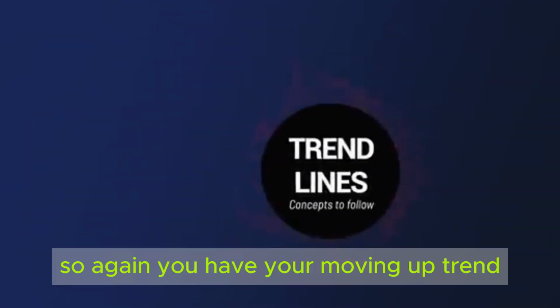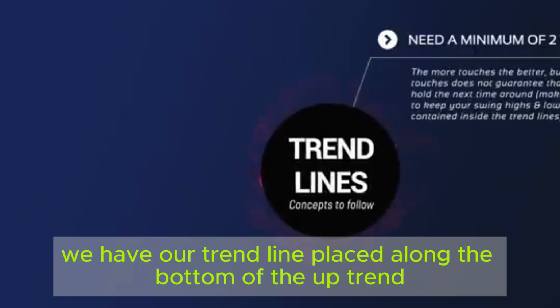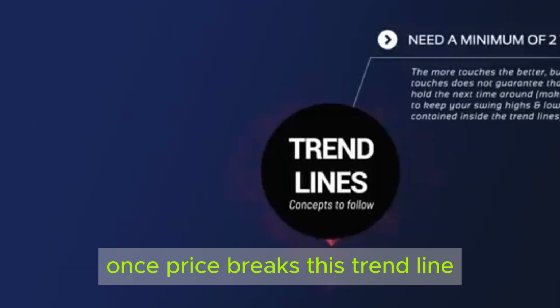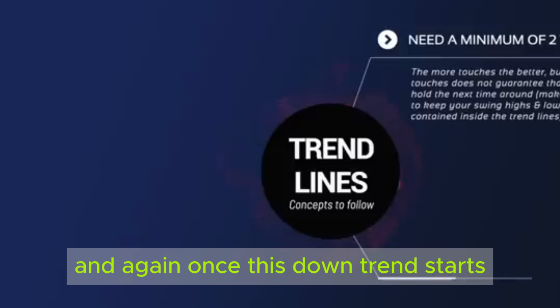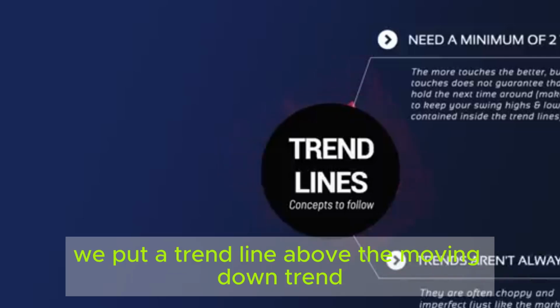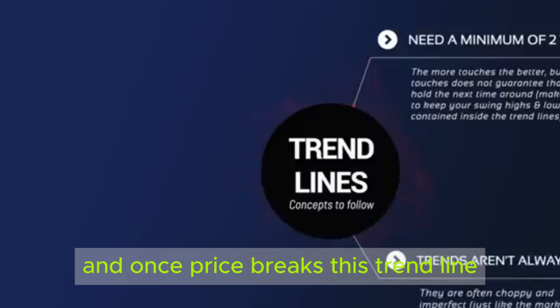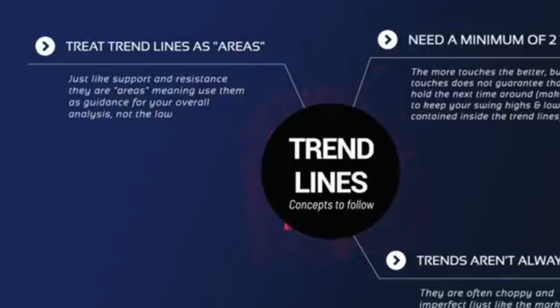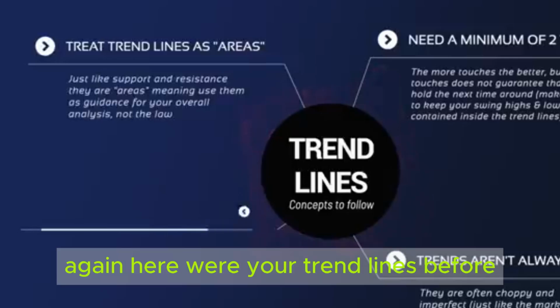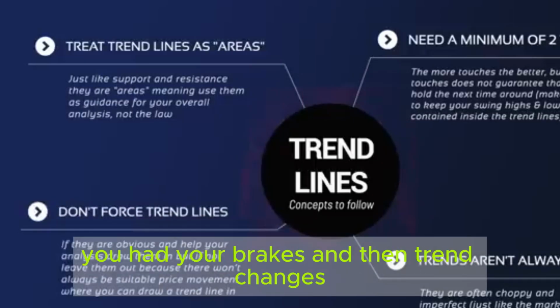So again, you have your moving uptrend. We have our trend line placed along the bottom of the uptrend. Once price breaks this trend line, it signals a possible trend change to a downtrend. And again, once this downtrend starts, we put a trend line above the moving downtrend. And once price breaks this trend line, it signals to us another possible trend change to an uptrend. Again, here were your trend lines. Before, you had your breaks and then trend changes.